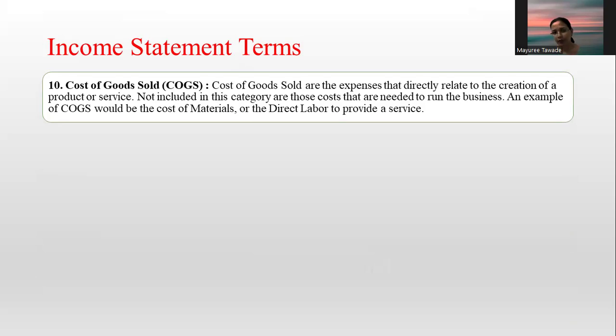Okay. So cost of goods sold. Cost of goods sold are the expenses that are directly related to the creation of a product or service. Not included in the category are those costs that are needed to run the business. For example, cost of material, direct labor to provide a service. These are the expenses which are not directly included into any kind of business, but they are essential to run the daily business operations.